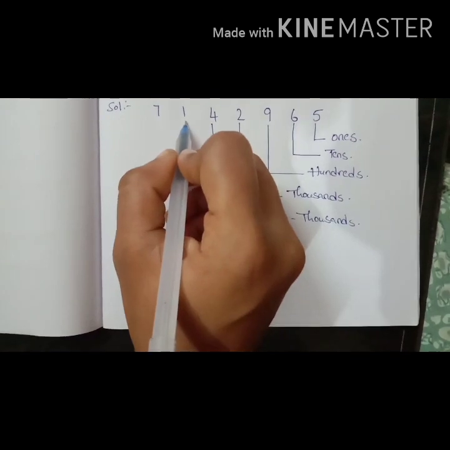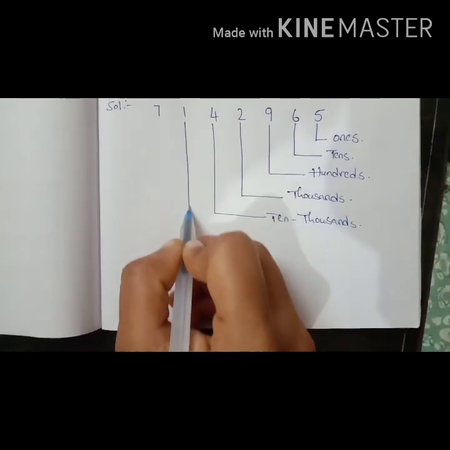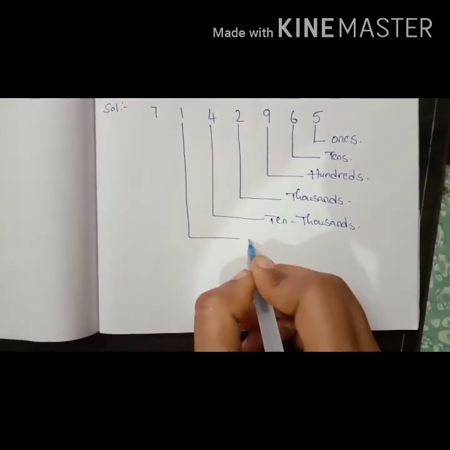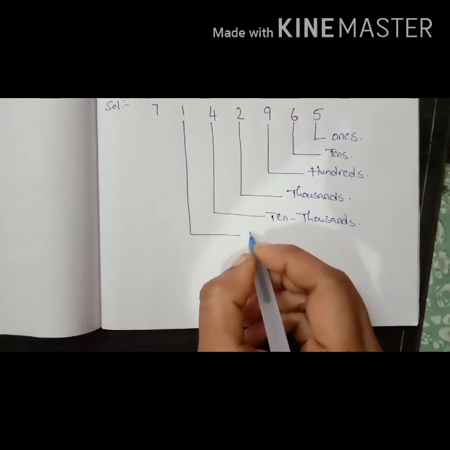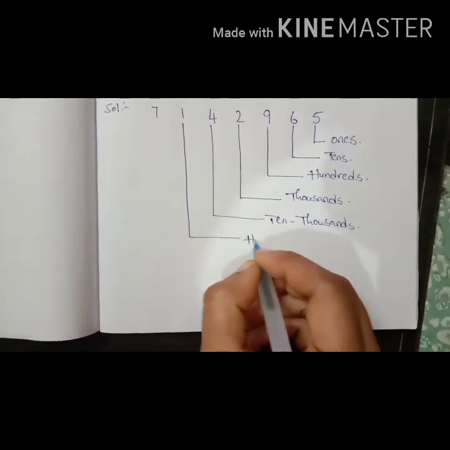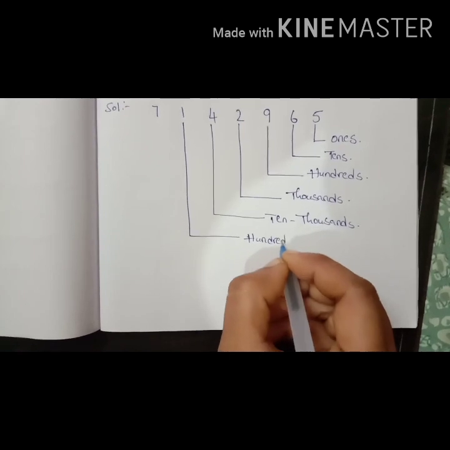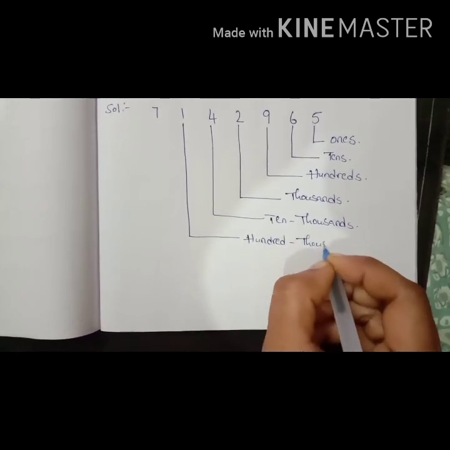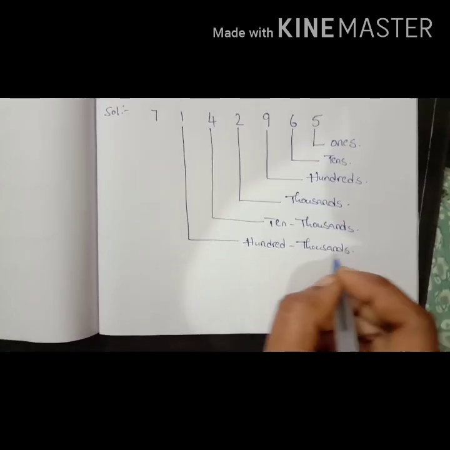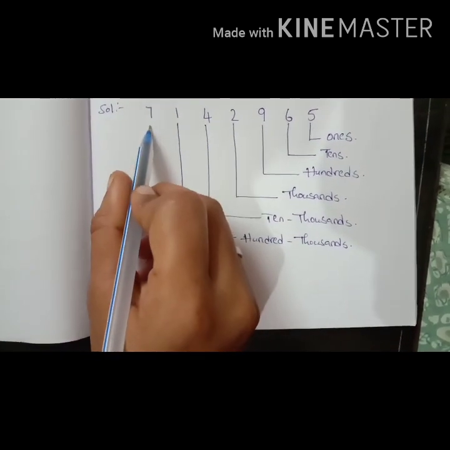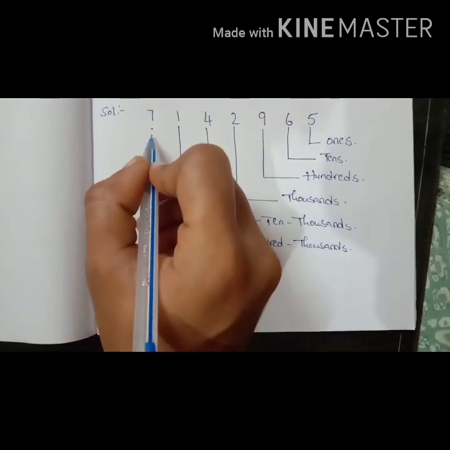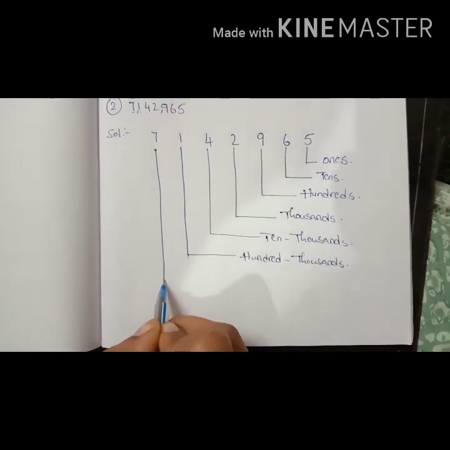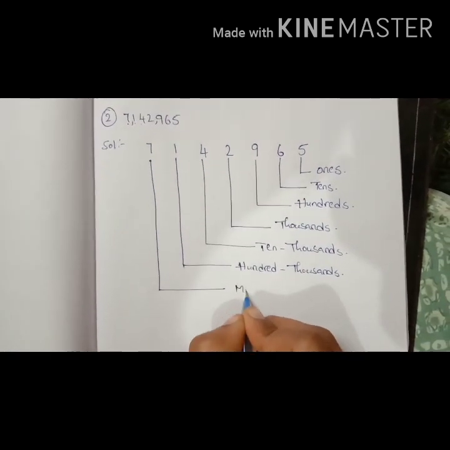Next, see what is the number? 1. In which place is 1? Tell me, children. Yes, 100,000s. Next, see what is the last number? 7. 7 is in which place? Yes, 7 is in millions place.